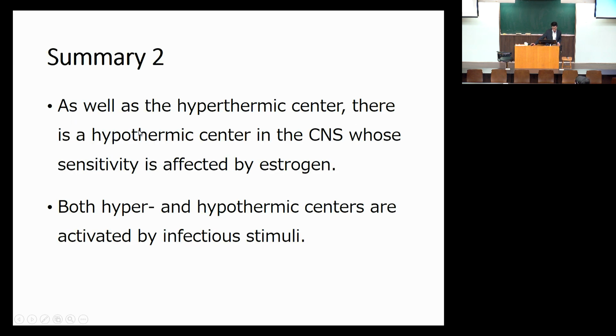So summary 2 is, as well as the hyperthermia center, there should be a hypothermia center in the brain whose sensitivity is affected by estrogen. And then the second is both hyper and hypothermia centers are activated by infectious stimuli.